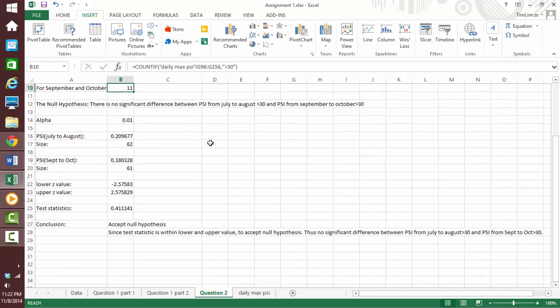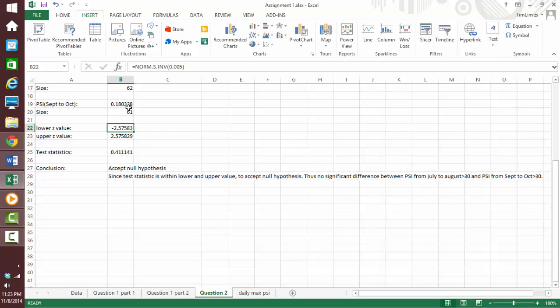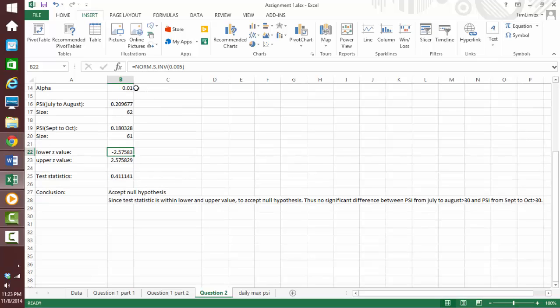Then they asked for the next question. I made a null hypothesis where there is no significant difference between the PSI from July to August, which is more than 30, and the PSI from September to October more than 30. So I did an alpha of 0.01, which is the significance level, since they said the significance level is 1%. For the PSI, I did B9 over B2 to find the probability, and the size is 62, so it was 13 over 62. Then for PSI for September and October, I did B10, which is 11 over 61, which is the size. Then I did a lower z value, which is NORM.S.INV of 0.01 divided by 2, which is 0.005, and an upper z value, which is 1 minus 0.005.